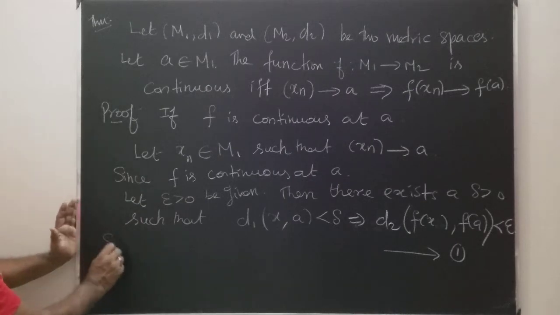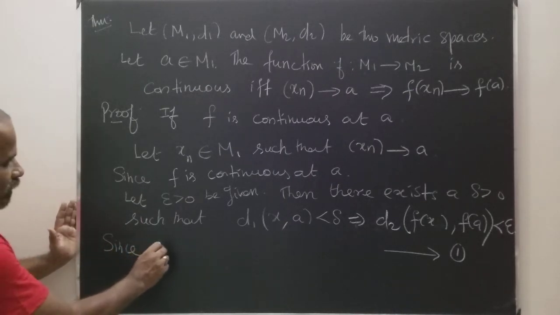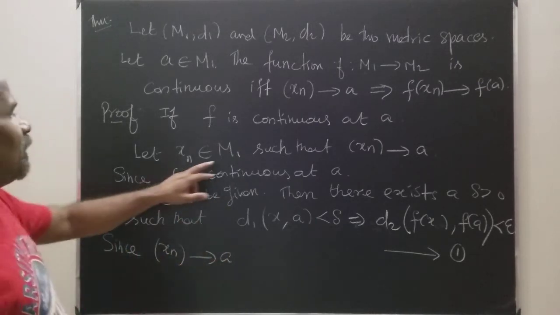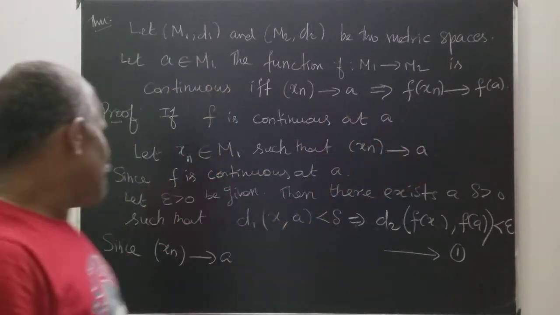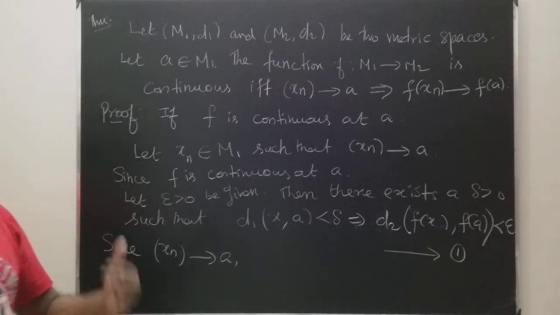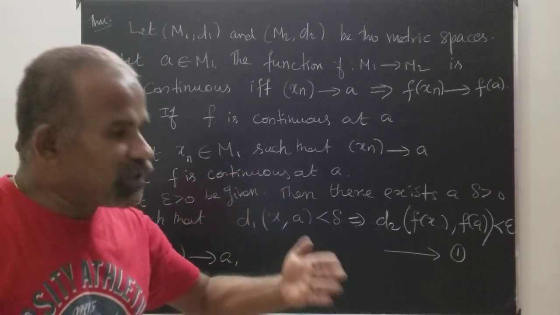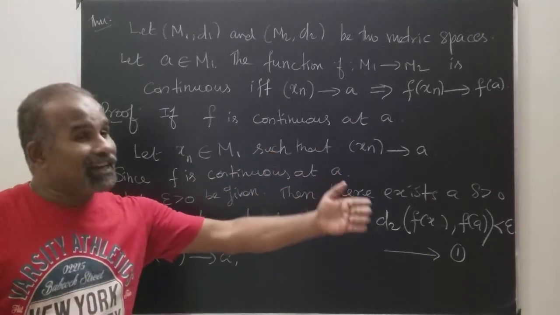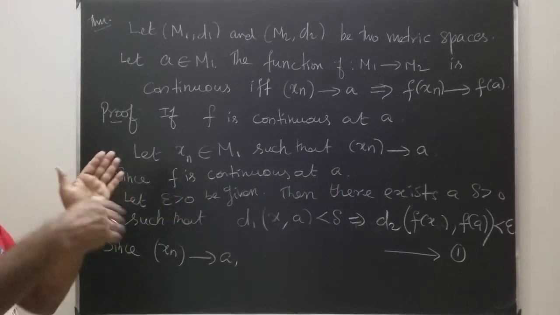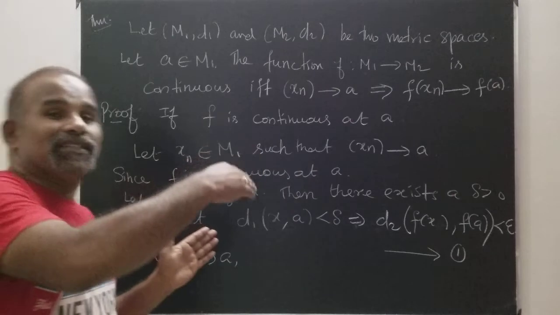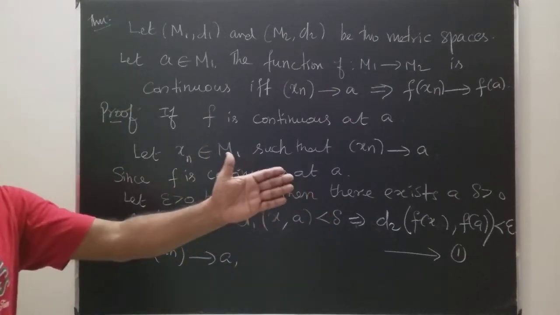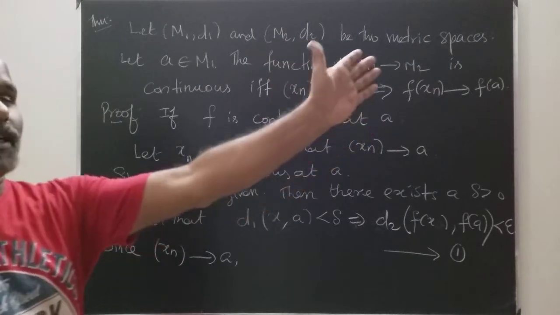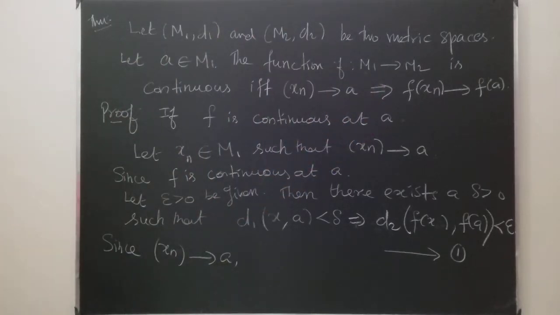Then, since xn converges to A, what is the definition of a convergent sequence? Given epsilon greater than 0, there exists a positive integer n0 such that the distance between xn and A is less than epsilon for all n greater than or equal to n0.